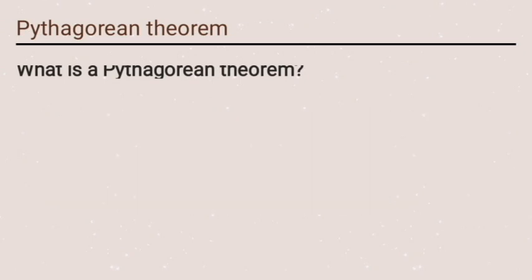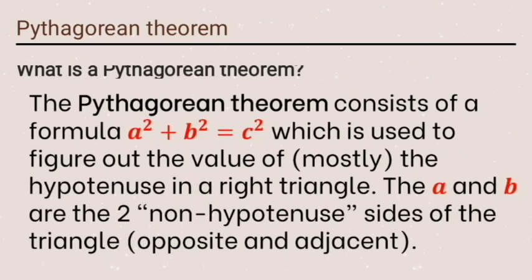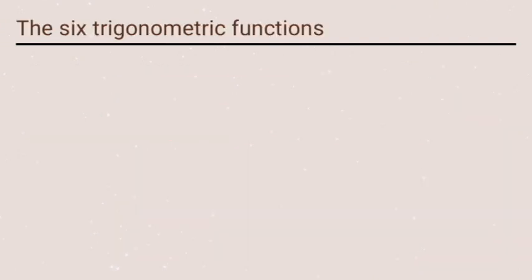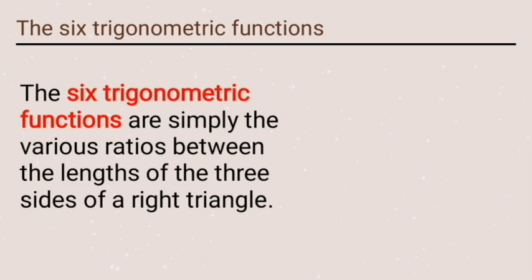The Pythagorean theorem consists of a formula, a squared plus b squared is equal to c squared, which is used to figure out the value of the hypotenuse in a right triangle. The a and b are the two non-hypotenuse sides of the triangle, which are called the opposite and adjacent sides. The six trigonometric functions are simply various ratios between the lengths of the three sides of the right triangle. So now the question again is, how can we relate the six trigonometric functions to the Pythagorean theorem?